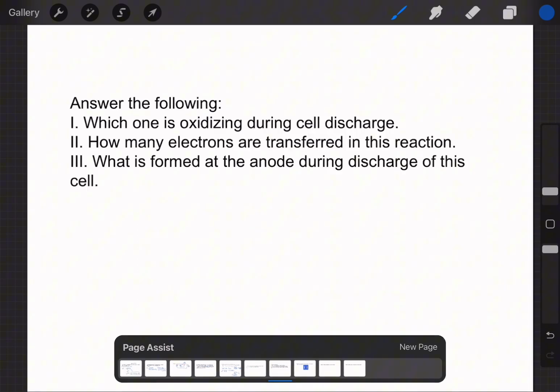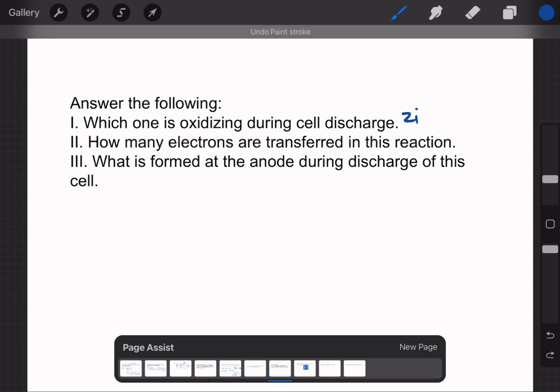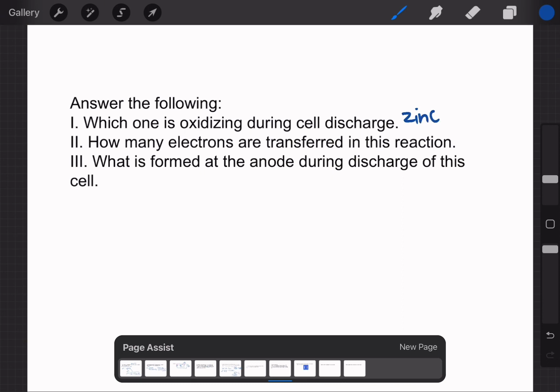Okay, on to the next question. We're basically answering these three here. As we identified before, it's obviously zinc that's oxidizing. How many electrons are transferred? As we know, only 2 got transferred for zinc. And then what was formed at the anode, that had to be Zn(OH)2. That is our anode that formed.